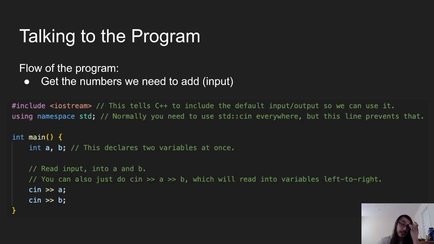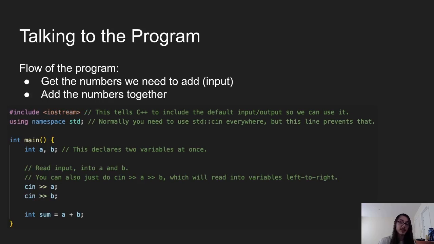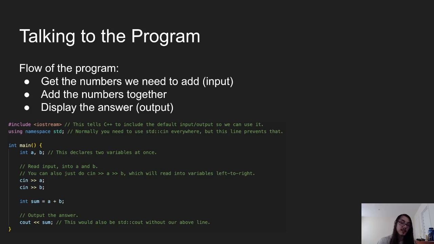And now we need to add the numbers. This is simple because we've already done that before. So we can declare a new variable called sum and store a plus b in it. And finally, we need to display the answer. This is called output, and it's the reverse of input. Instead of giving values into the program, we take values out of the program and display them. The way to do this in C++ is appropriately called cout. And it looks like this. It's simple. It's very similar to cin. So that's it. Those were our 3 steps.